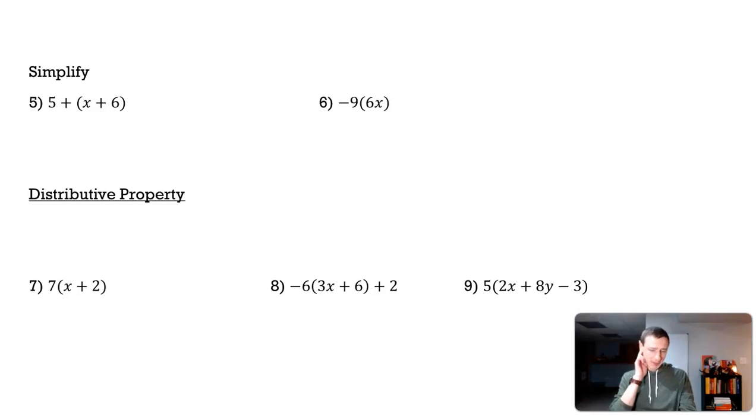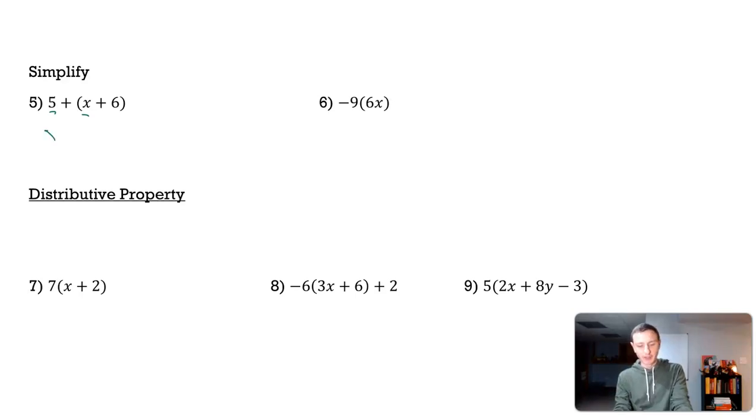Let's use these properties to simplify these expressions. Number 5, we have 5 plus x plus 6. I can do this a couple different ways, but first what's jumping out to me is I could rearrange the 5 plus x. And I know they're being grouped where you do the x plus 6, but we can't really do x plus 6 because those are not like terms.